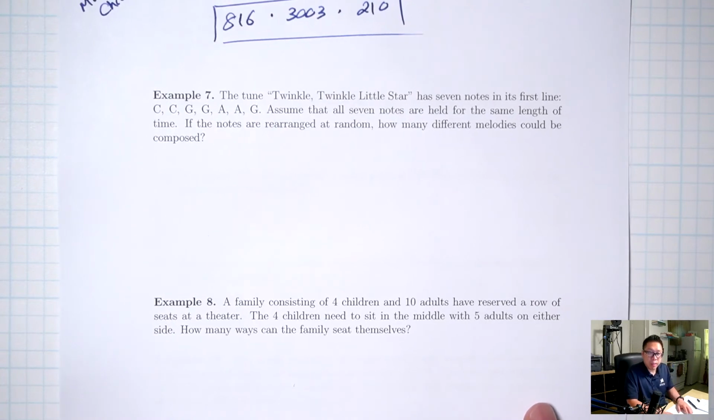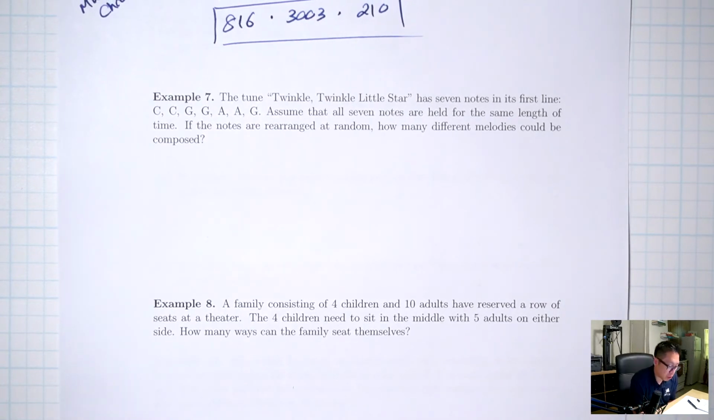Next up, example 7. The tune Twinkle Twinkle Little Star has 7 notes in its first line. C, C, G, G, A, A, G. Assume that all 7 notes are held for the same length of time. If the notes are rearranged at random, how many different melodies could be composed?